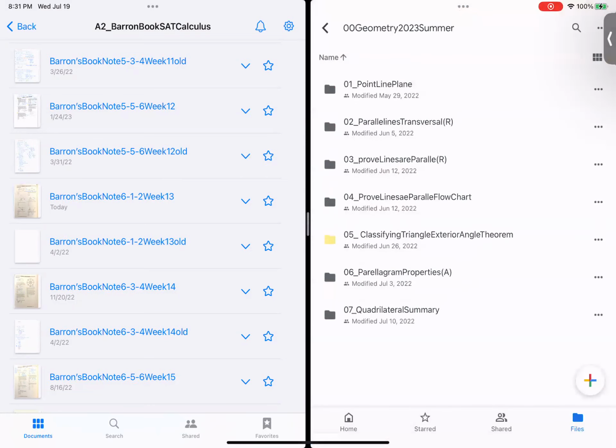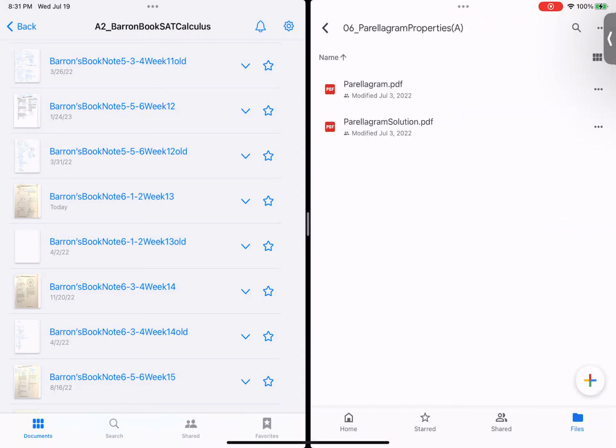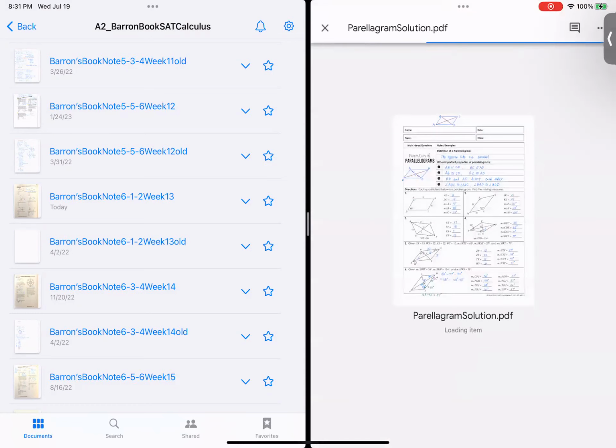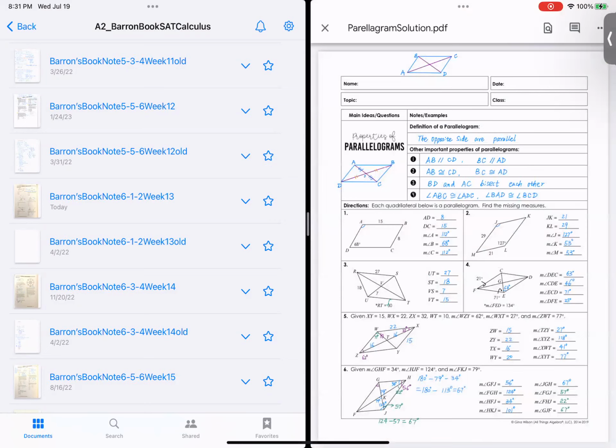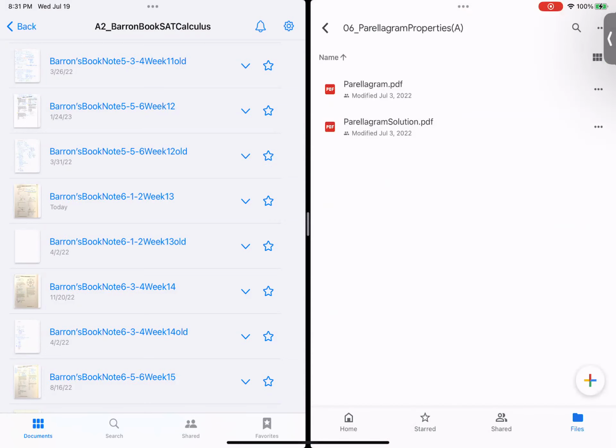All right. Next class is going to be Sunday. We are going to learn the parallelogram properties, and there we will learn a lot of new stuff. That's for today's class.